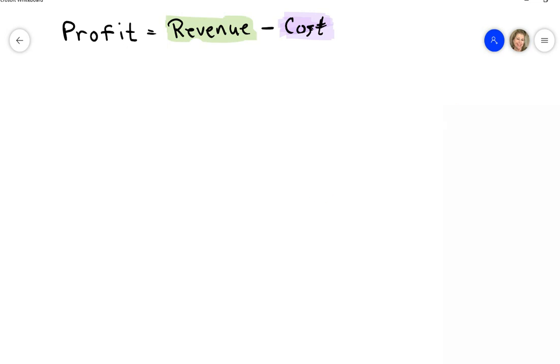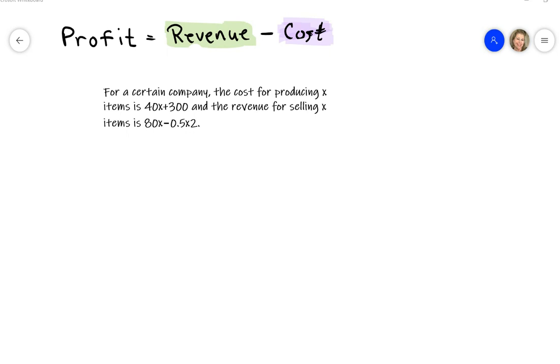so that is profit. Okay, now let's say for a certain company you are told that the cost for producing X items, in this case pizza, is 40X plus 300. But the revenue for selling them is 80X minus 0.5X squared. So if you're asked to come up with the profit function, I'm just going to use P for profit. That is equal to the revenue minus the cost.